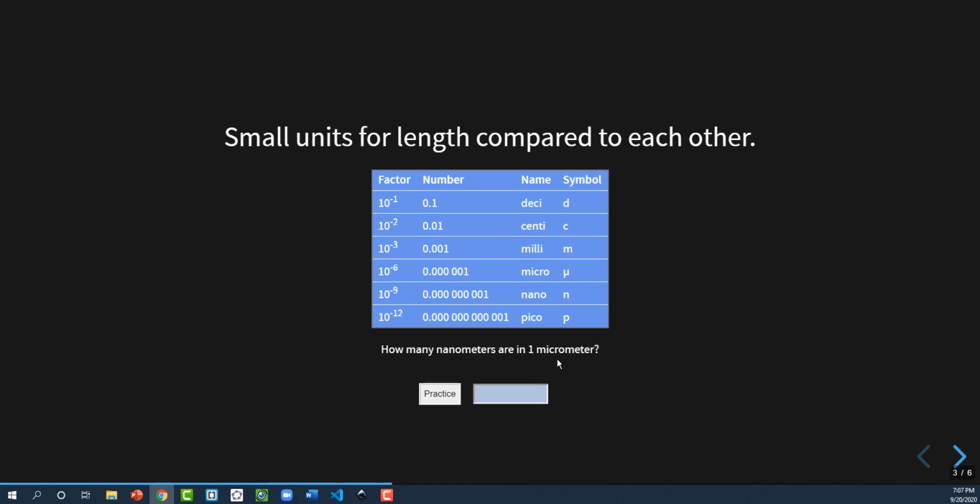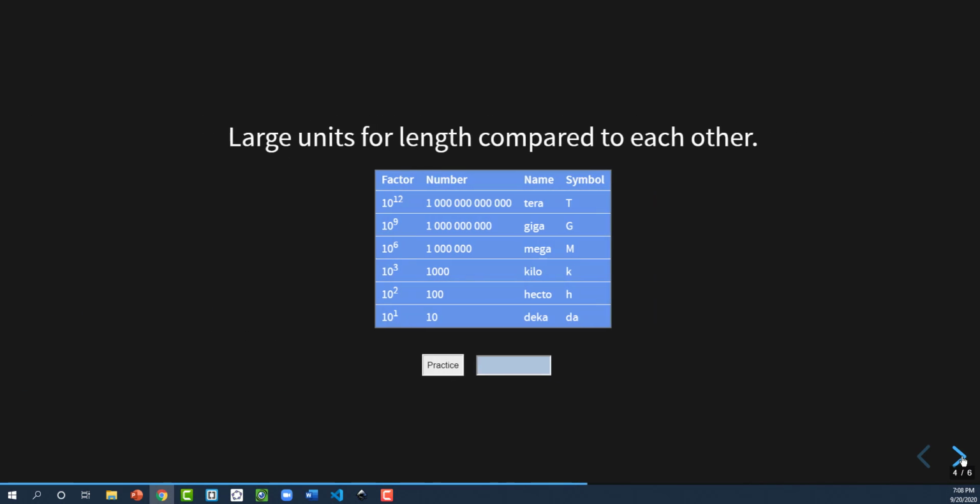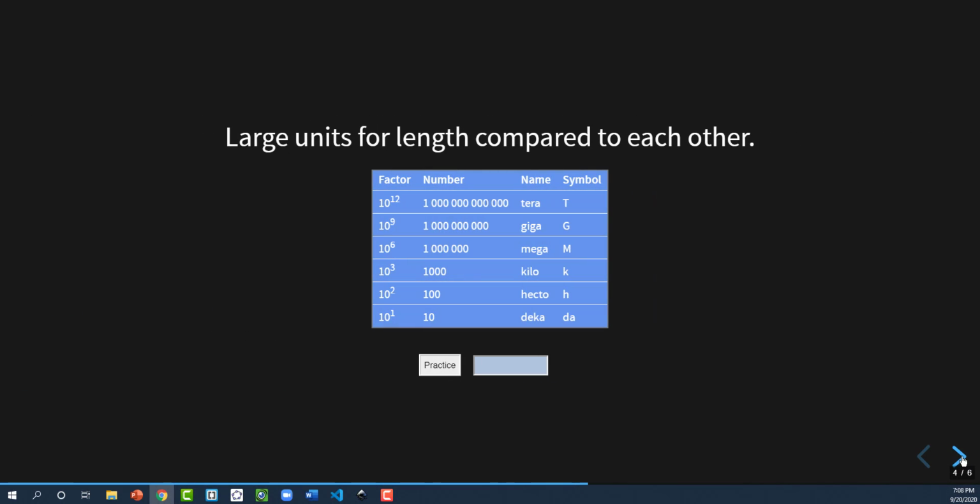Nanometer, and how many of those are in a micrometer? A micrometer is right here, 6 below the base. Nano is 9 below the base, so the difference in these two, 9 minus 6, is just 3. So there must be 1,000 nanometers in a micrometer. Okay, hopefully you're doing okay so far. So we're just comparing 2 small units, that is 2 units that have prefixes that are below the base unit, to each other in this section. Now let's move on to a couple other types.